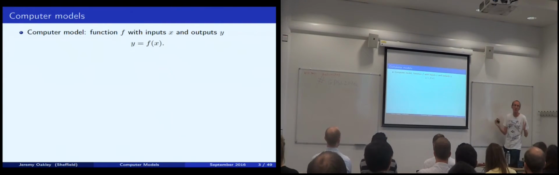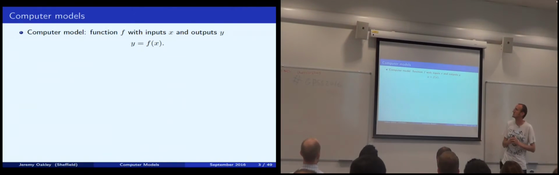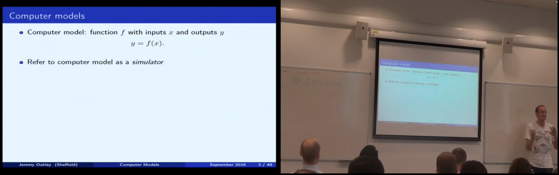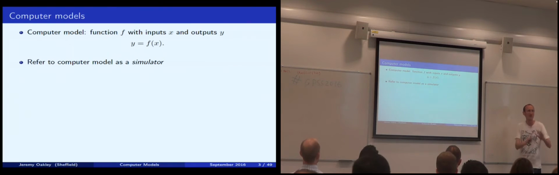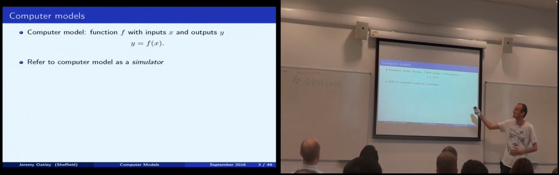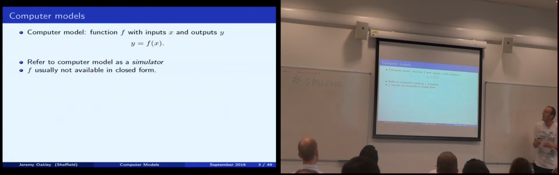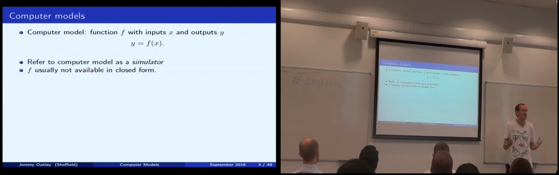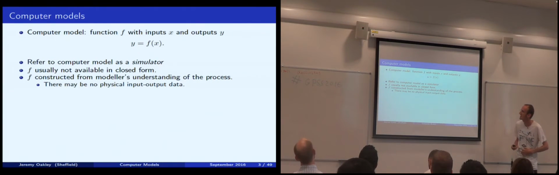So we start with this object of interest, what we'll refer to as a computer model. It's a function, f, that takes some inputs x and produces some outputs y. And to distinguish between computer models and all the other sorts of models that we might be talking about, from now on, I'm going to call these sorts of models simulators. Often this sort of simulator will be quite a complex function, so perhaps not available in closed form, so we're relying on a computer to implement it for us.